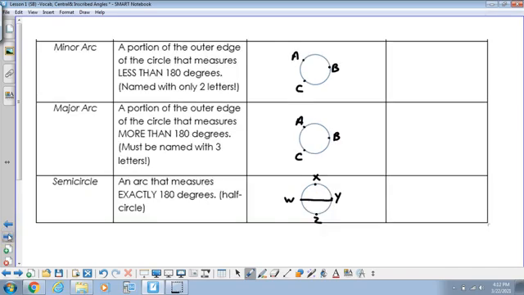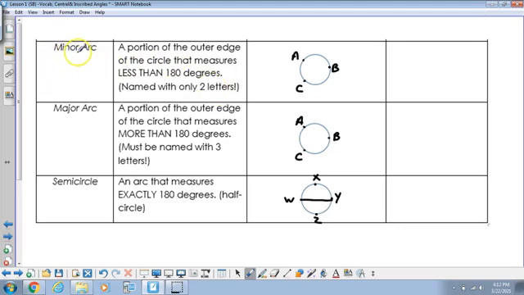Now let's talk about arcs. We have a minor arc, a major arc, and a semicircle. I should mention that a circle has 360 degrees in it. A semicircle, half of that, is 180 degrees. We talk about minor or major arcs in relation to whether they are less than half of a circle or more than half of a circle.